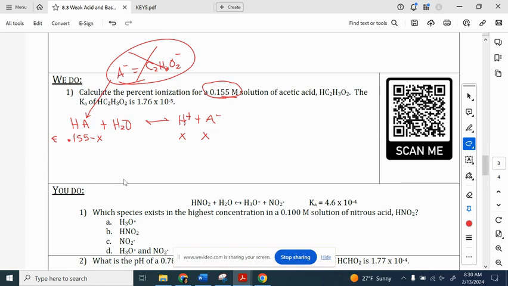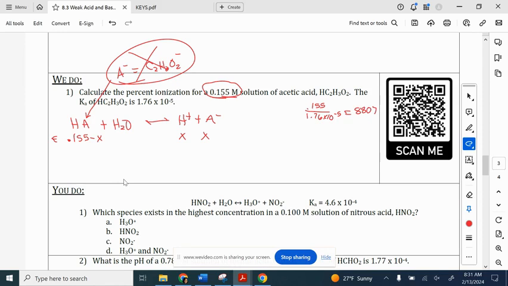So I'm going to take 0.155 over 1.76 times 10 to the minus 5. I'm going to do that in my calculator and we're going to see what that value is. If I can figure out how to get my calculator to work again. Okay, there we go. So 0.155 divided by 1.76 times 10 to the minus 5. I get this value is 88.07.